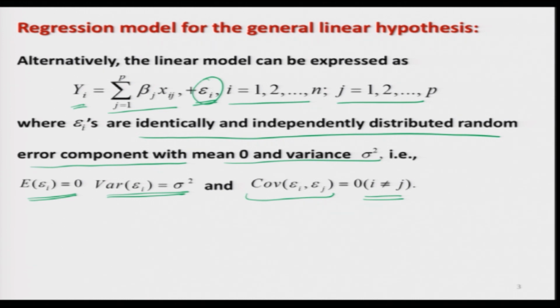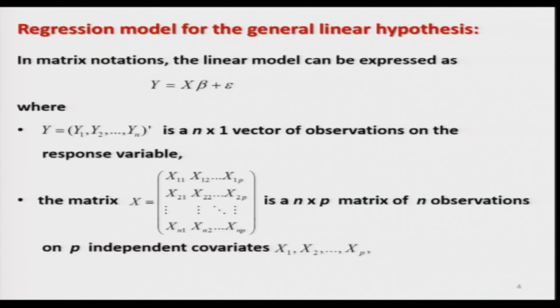Besides those things, there will be a couple of variables which we are unable to handle, we cannot take care of. So their joint effect is assumed to be indicated by this random error component epsilon i's. So now we have a model in these two formats. Now, these two formats can also be expressed in the form of vectors and matrices.